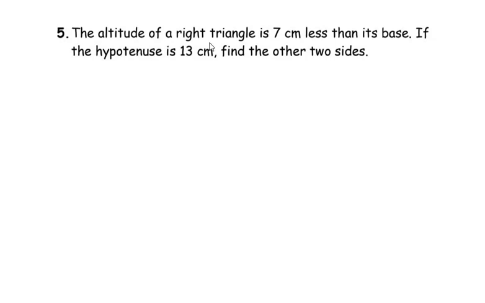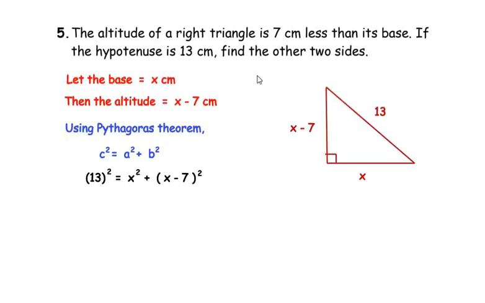The altitude of a right triangle is 7 cm less than its base. If the hypotenuse is 13 cm, find the other two sides. So let us try to understand this question by drawing a rough figure first. So here in the question, a right angled triangle is being given. So here we have drawn a right angled triangle, and the hypotenuse of this triangle is given as 13.